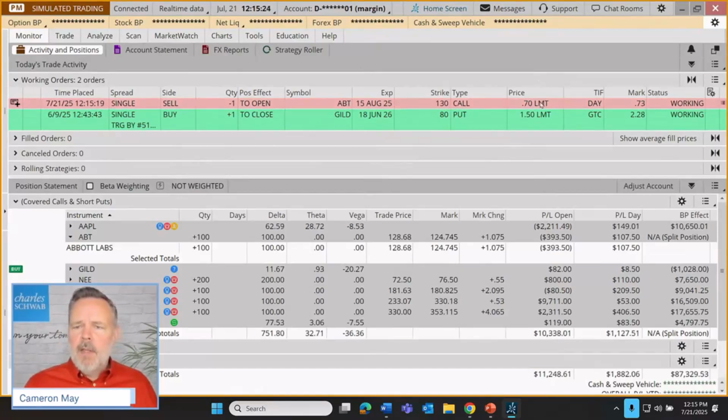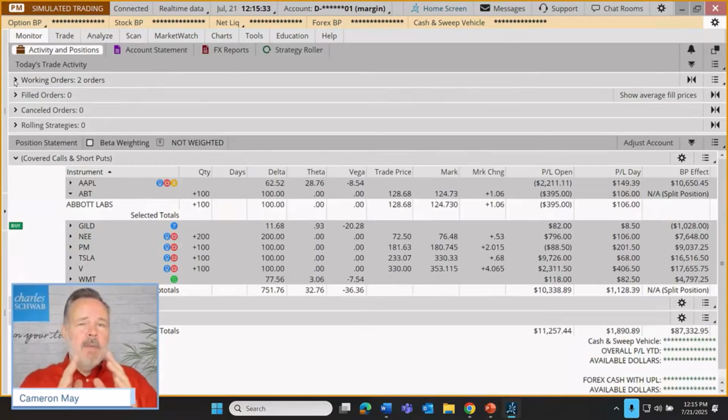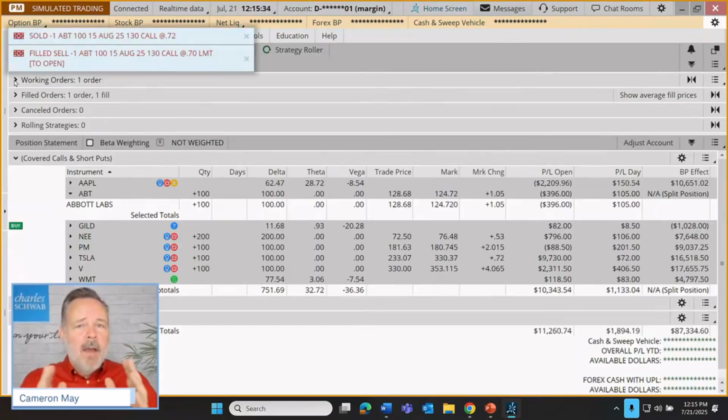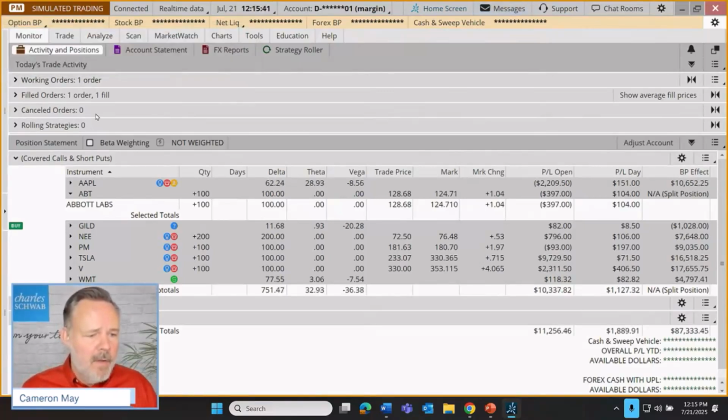So we're willing to accept a 70-cent credit. The mark is hovering there at 73 cents. I think this is likely to fill here pretty soon. But it did look like there was, even on those monthlies, a fairly wide spread that can make these a little bit slower to fill. There we go.